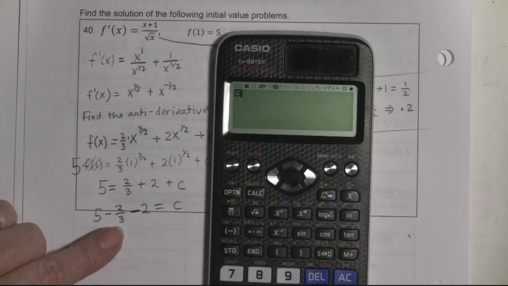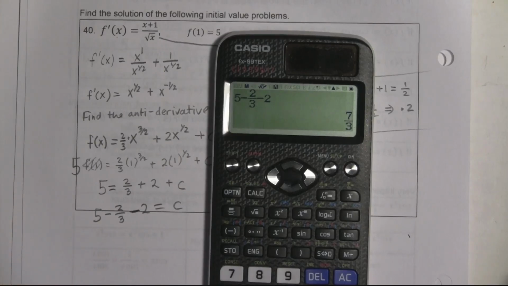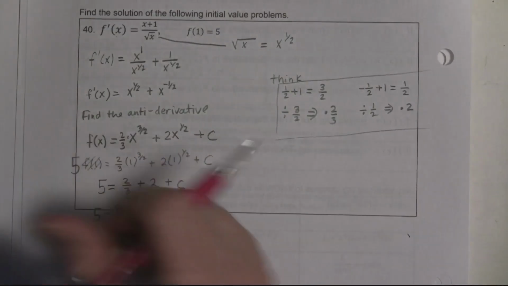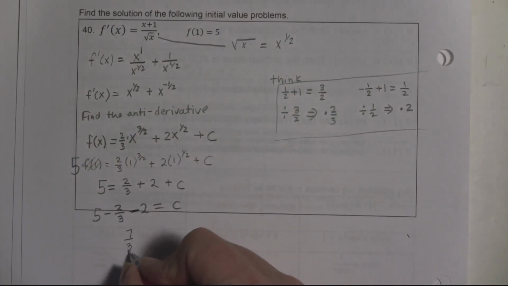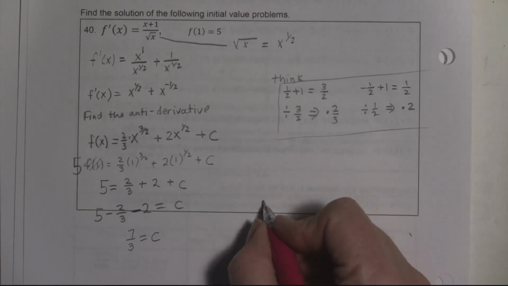So 5 take away 2/3, take away 2 is going to give me my c value, which is 7/3. If you use a calculator like this, then you don't have to worry about me writing always reduce and you not reducing, because this calculator reduces for you. And so 7/3 is c. Now, that's not my answer. That's not what they wanted for the answer at all. What they wanted for the answer is this.